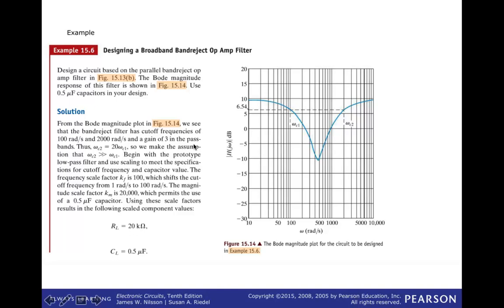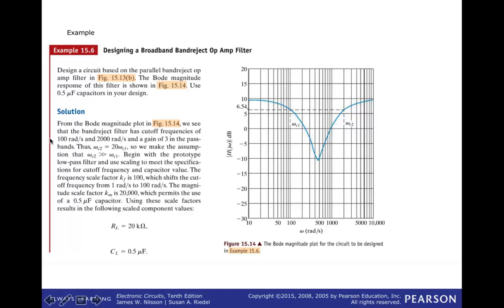So in this case, the textbook author in this example is using scaling. He's asking you to begin with the prototype low pass filter and use scaling to meet the specifications for cutoff frequency and capacitor value. So once again, the cutoff frequency specification is 100 radians per second. The capacitor value is 0.5 microfarads.